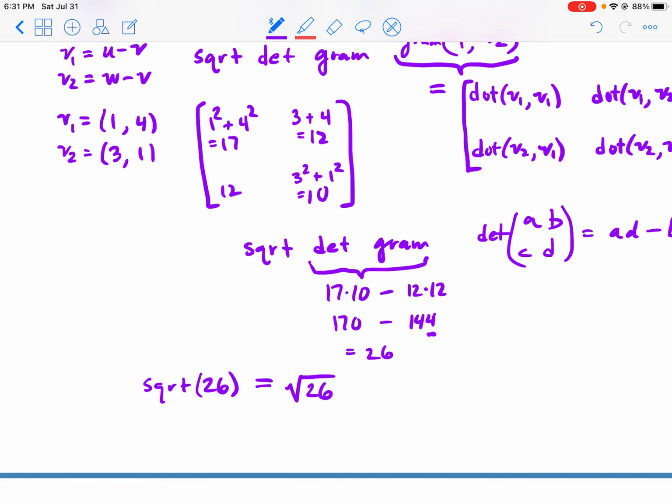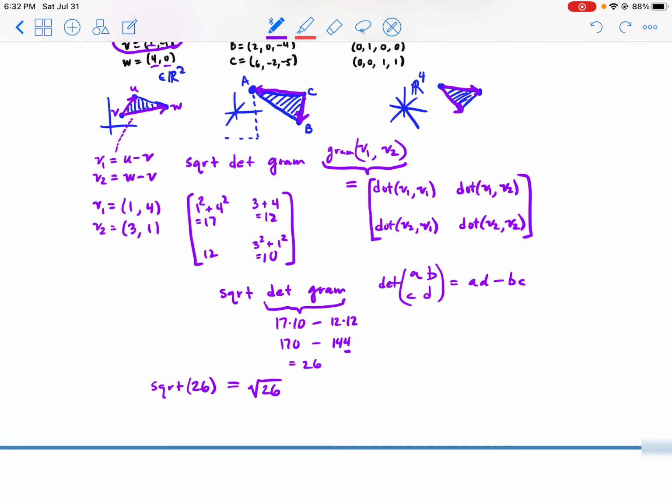I mean, we could roughly, okay, so like 4 squared is 16, 5 squared is 25. Okay, so it's probably like 5 point something. I don't know, 5.1? So we could sort of roughly get it, but let's just write square root of 26.